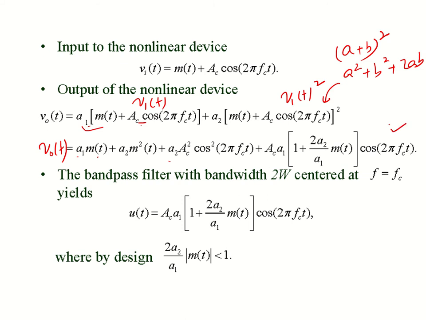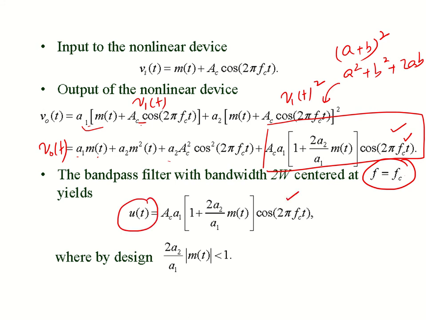So here this will be passed to a band pass filter which will be tuned at FC. So now what will happen when this output is passed? We will get only this component, because the filter is tuned at FC and this component contains the FC frequency component. So our output after the band pass filter will be this one.